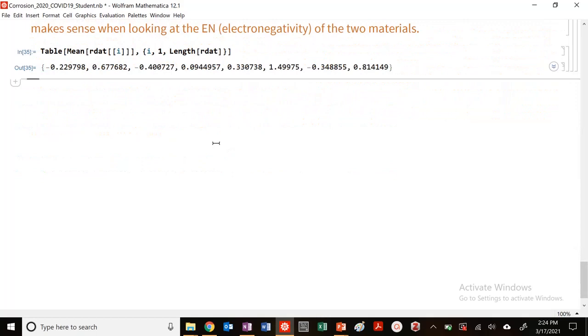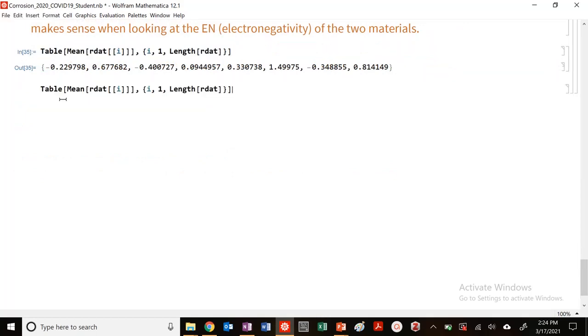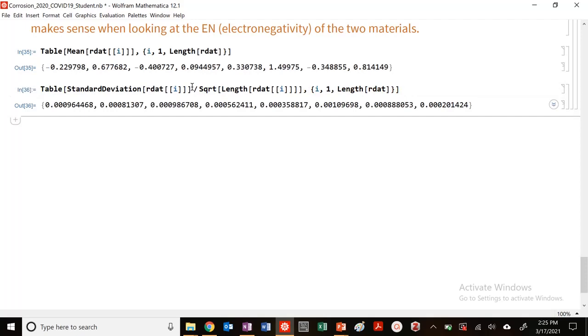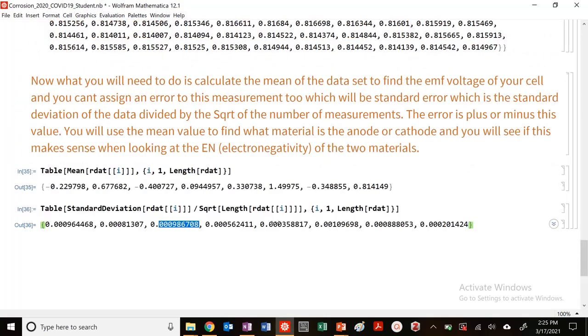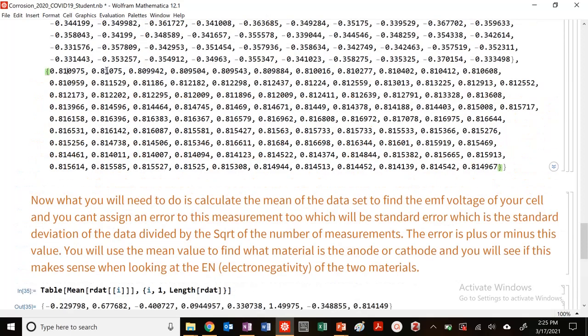If you want to create a bar chart, again we want to calculate error bars. We're going to use standard error in this class. That's just the standard deviation of the RDAT divided by the square root of the length of RDAT, so the square root of the number of samples. You see, the error is pretty small. Those are just standard error: standard deviation divided by the square root of the number of samples. We treat each of these measurements as a distinct sample.